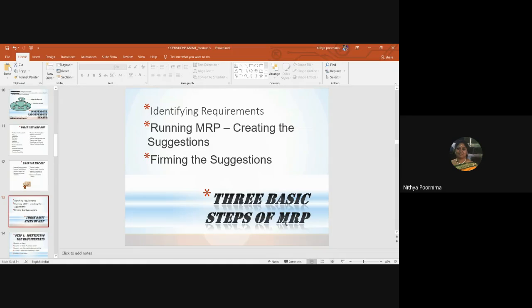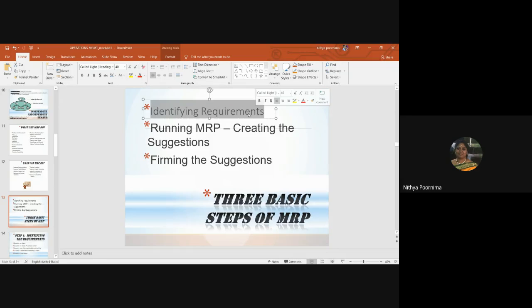In the basic steps of MRP, we first need to know where there is a demand. After knowing the demand, you need to identify what your requirements are, right? Then you will run your MRP. Running your MRP means you try to get suggestions and feedback from everybody, and you target how easily you can achieve your requirements. So that is running MRP.